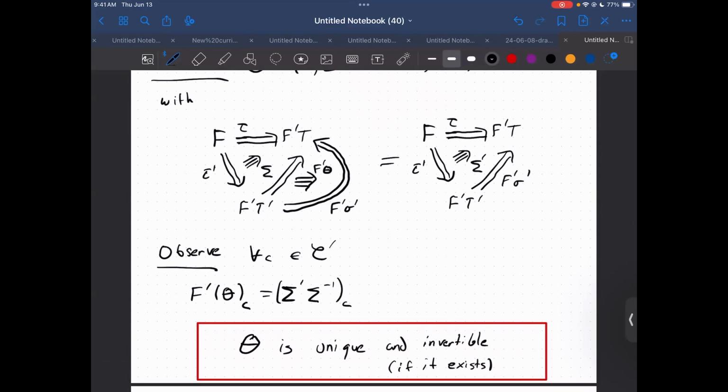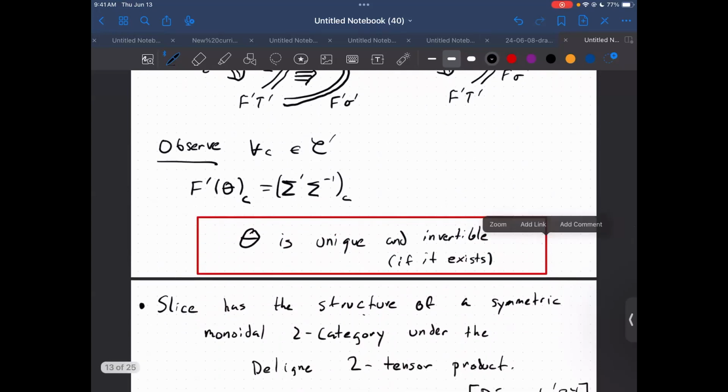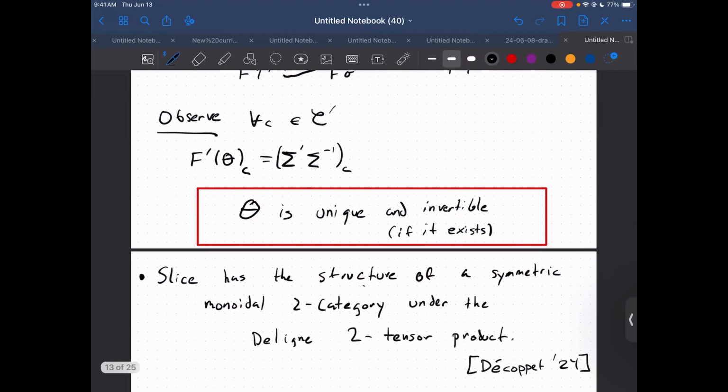Hom 3 spaces are either a point, a literal single point, or empty. Okay. So we now, with a 2 category structure, I have axioms for symmetric monoidal 2 categories. And so I can show that the slice category under the Deligne 2 tensor product has such a structure. And this is totally formal because I'm just going to use the universal property of the 2 tensor product to show that my thetas previously exist. And all I need to know is that they exist.